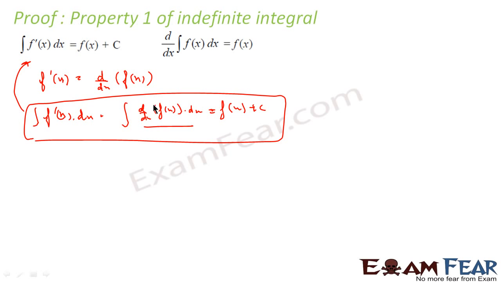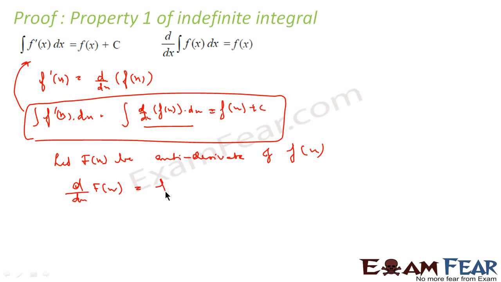Let F be antiderivative of small f. I'll write here: let capital F(x) be antiderivative of small f(x). That is, d by dx of capital F(x) is equal to small f(x). Correct?